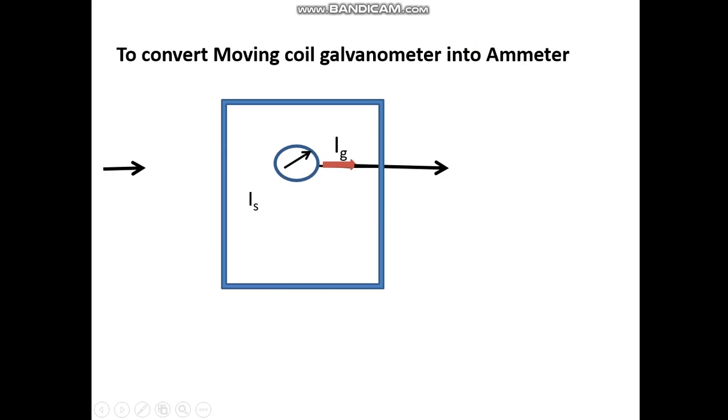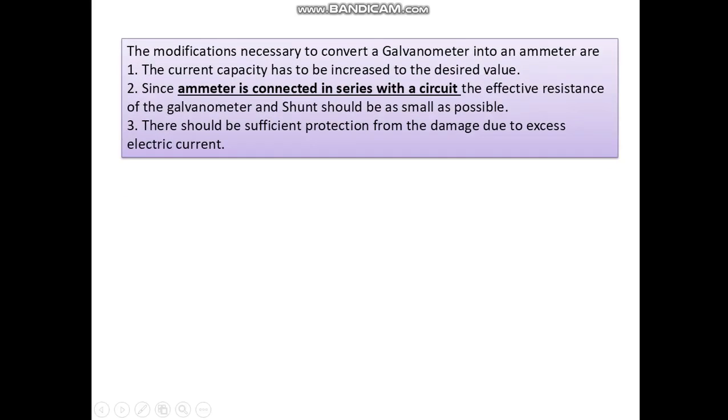Let us see how to convert this moving coil galvanometer into an ammeter. So this is our galvanometer. To it, we connect a shunt resistance S in parallel or across it. R is the external resistance of this external circuit. Now let us see the modifications necessary to convert a galvanometer into an ammeter: the current capacity has to be increased to the desired value.